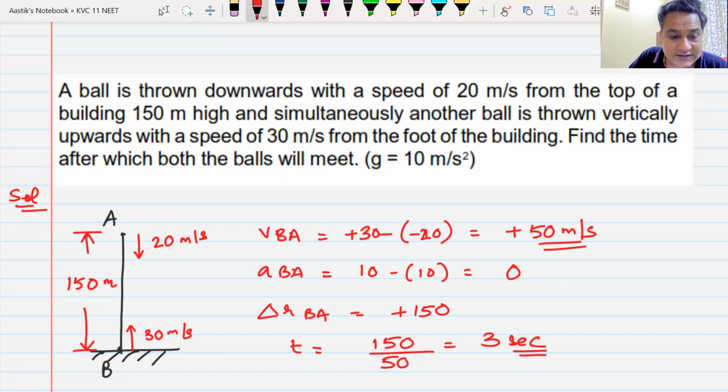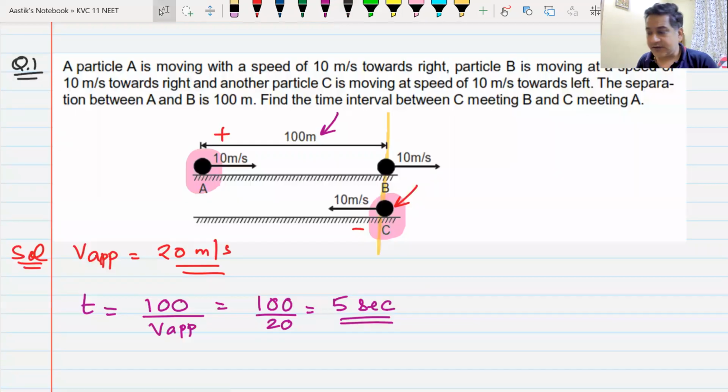You can see that there is no difference between this question, which I can call question number 3, and question number 1. There is absolutely no difference. The only difference is here they are moving like this, and here they are moving like this, but in both the cases they don't have any acceleration.